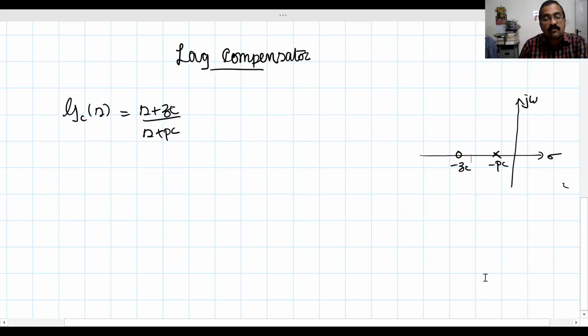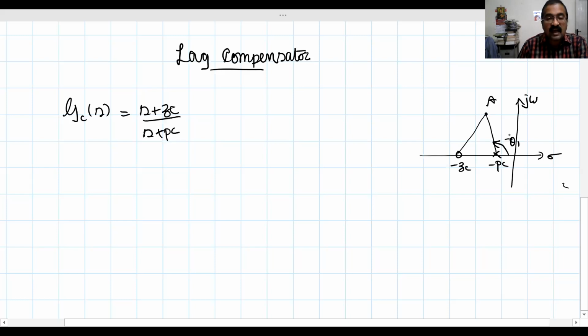Why is it called a lag compensator? For example, take a point here, point A. What will be the net angle at this point? How will you find that? You join this point with the pole, with the compensator pole and compensator 0. What is this angle? This is theta 1. To be more precise, it should be minus theta 1.